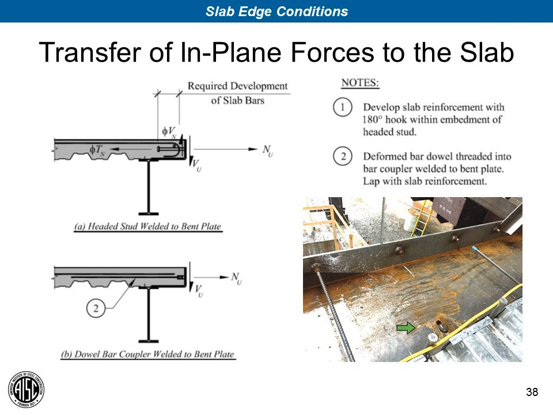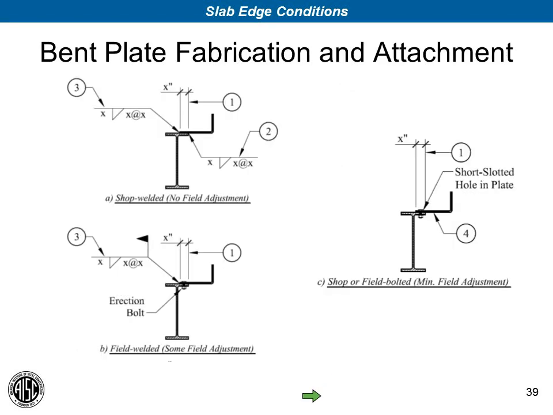You'll also see in this photograph a very long slotted hole with the head of a bolt in it here. This allows the bent plate to be adjusted in and out, and when the final location is set, the plate is welded to the top flange of the beam. And that brings me to my next slide, which is bent plate fabrication and attachment approaches. There are a number of ways the bent plate can be attached to the spandrel beam.